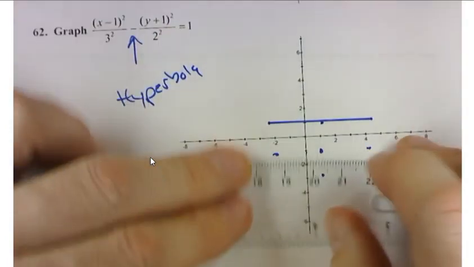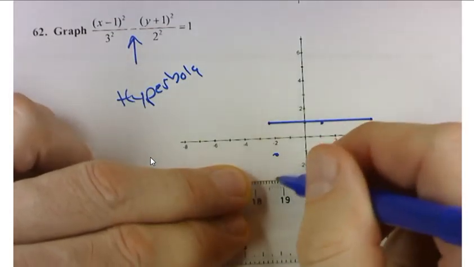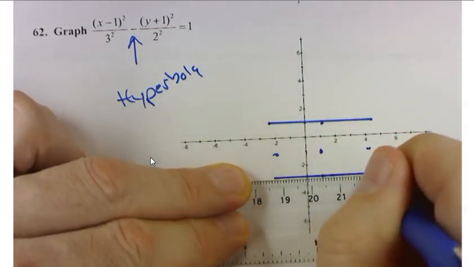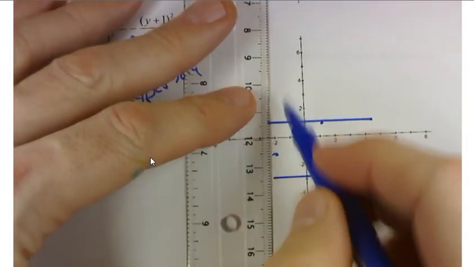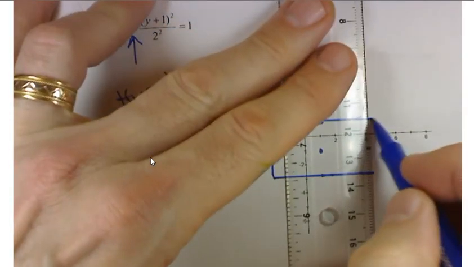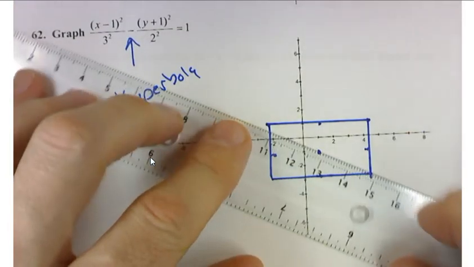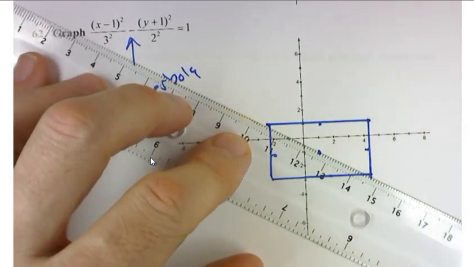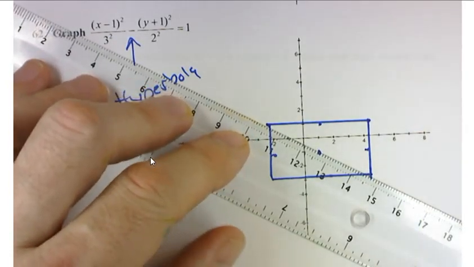So here, here, here, and here. Then I want to draw the diagonals of that rectangle. So here.